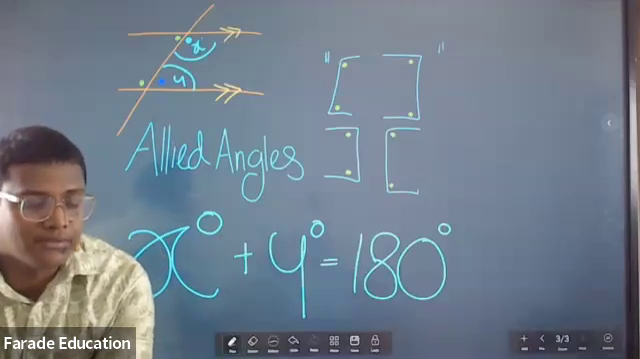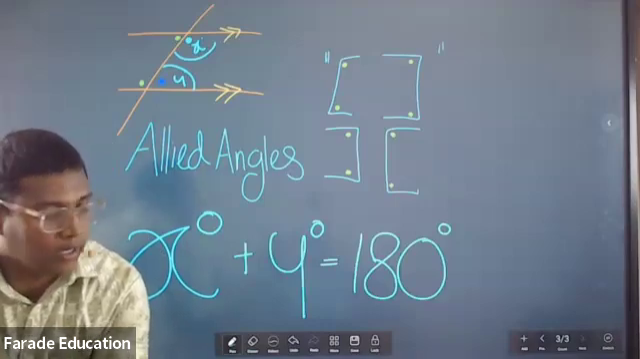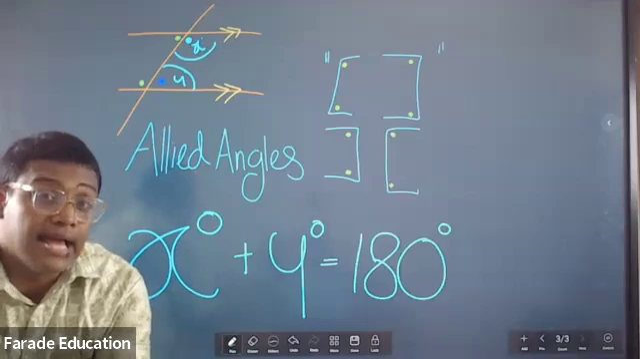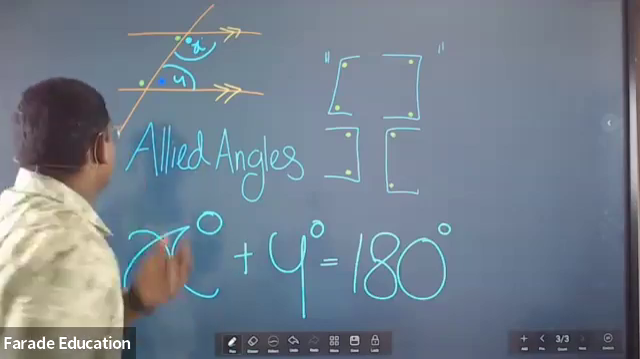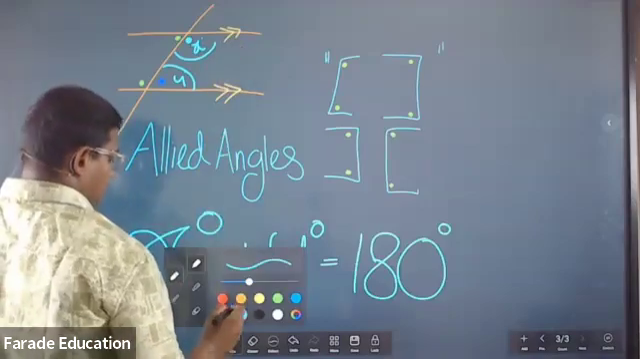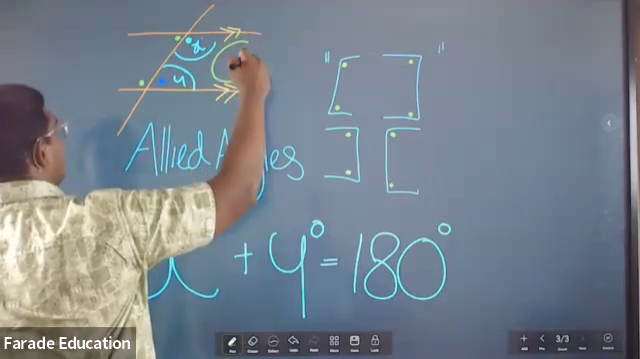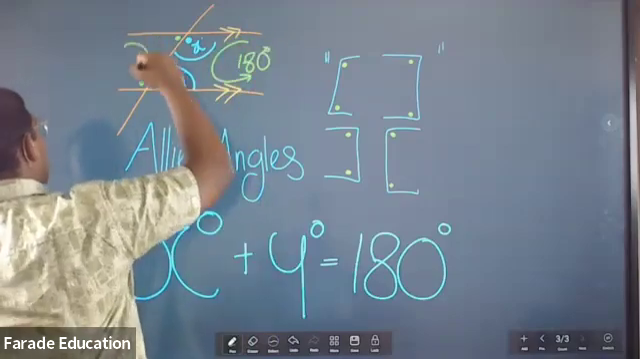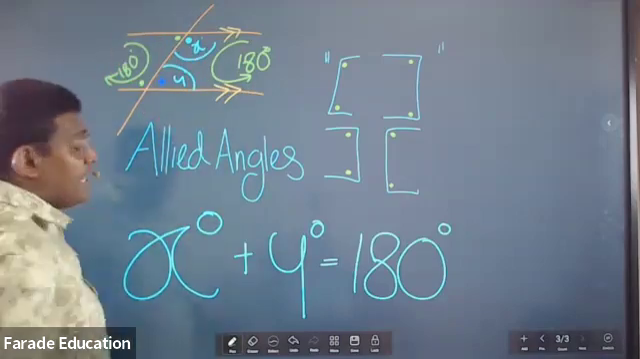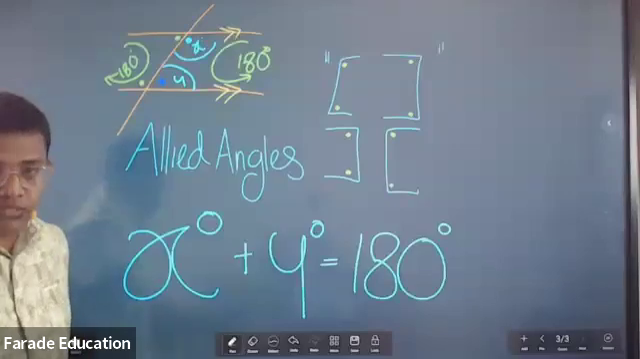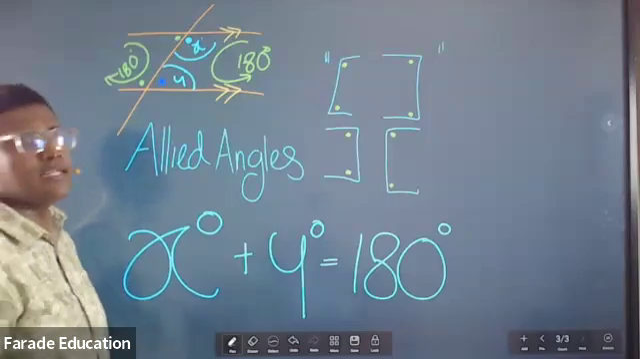Keep that in mind. Okay? If the lines are parallel, the allied angles are supplementary. That means x plus y equals 180. These both, the addition here is 180. The addition here is 180. If they are parallel. Even if they are not parallel, we call them allied angles, but they are not supplementary. When they are parallel, the allied angles are supplementary.